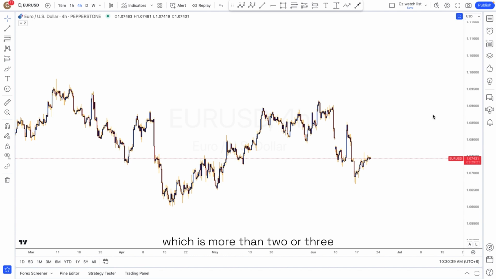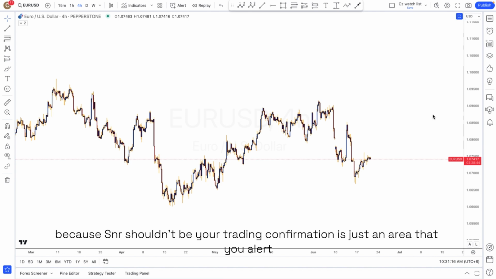For me, I really encourage that you limit yourself not to trade in multiple time frames, which is more than 2 or 3. It's better that you just focus on one single time frame or maximum just 2. And we don't need to draw every single SNR in daily, weekly, 4-hour time frame, 1-hour time frame, 30 minutes, 15 minutes. It will be very messy because SNR shouldn't be your trading confirmation.